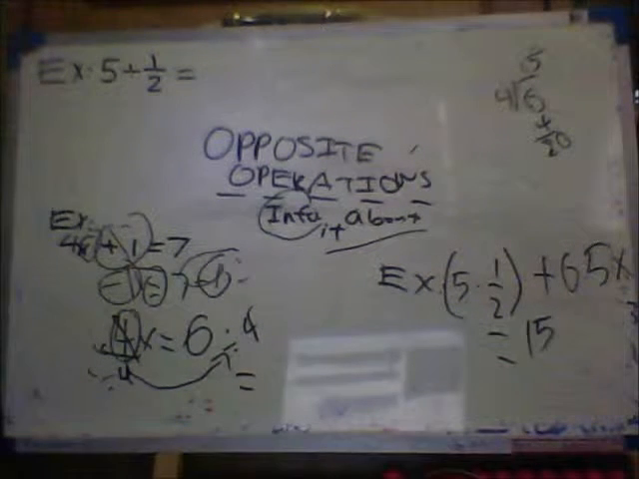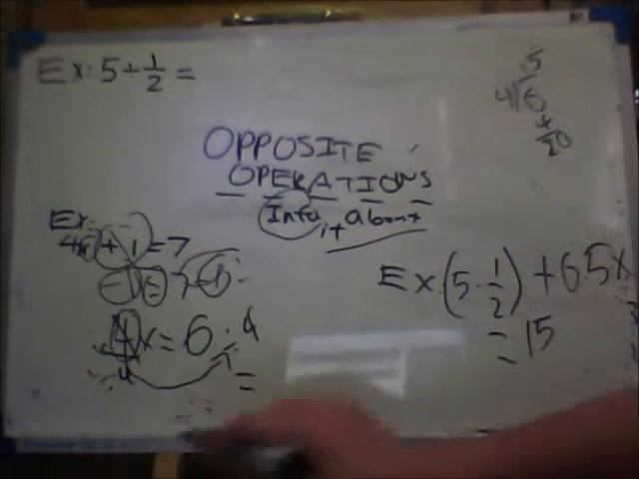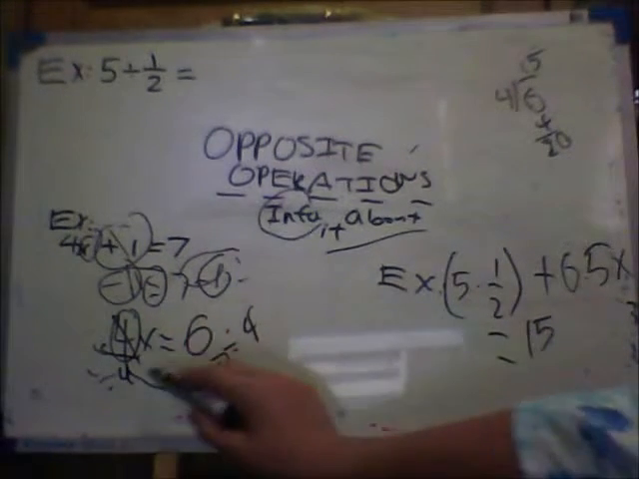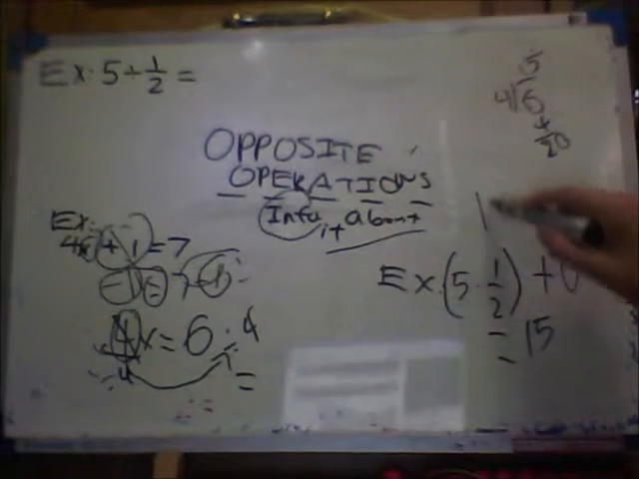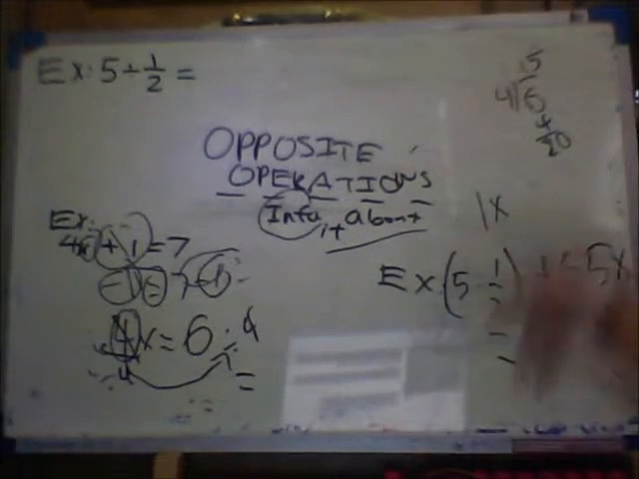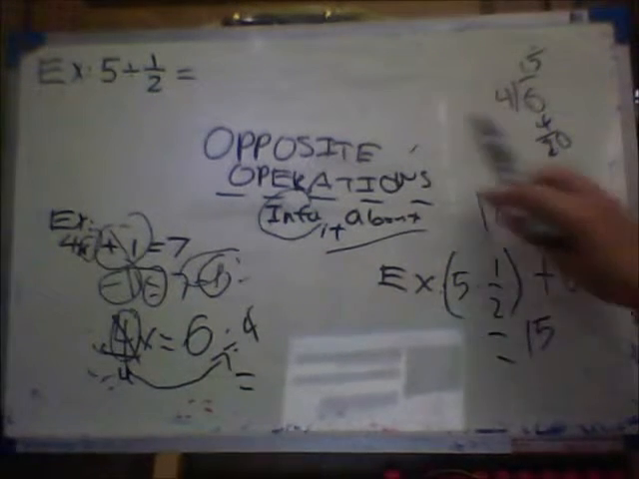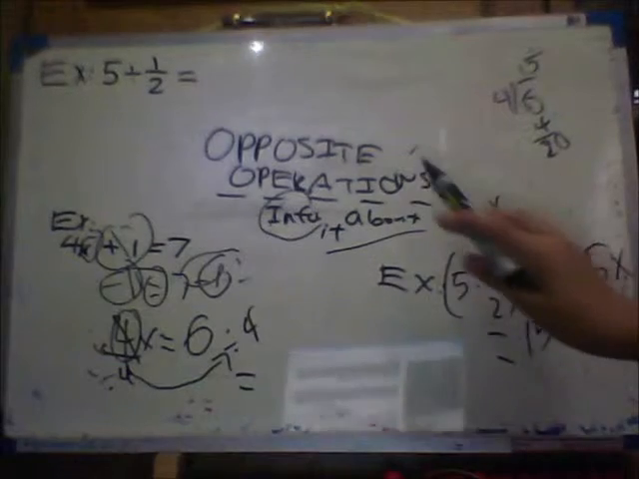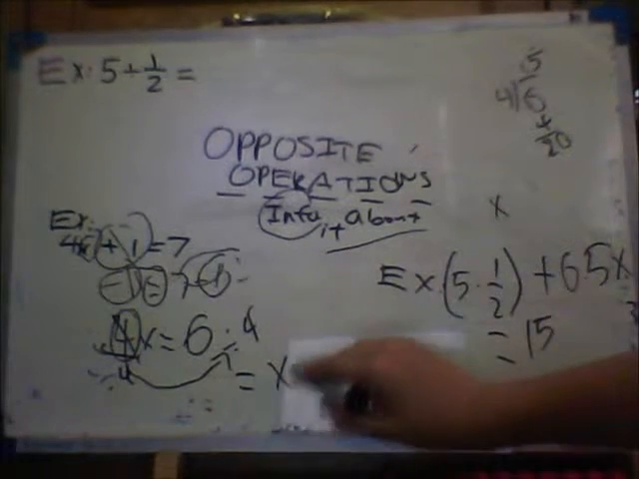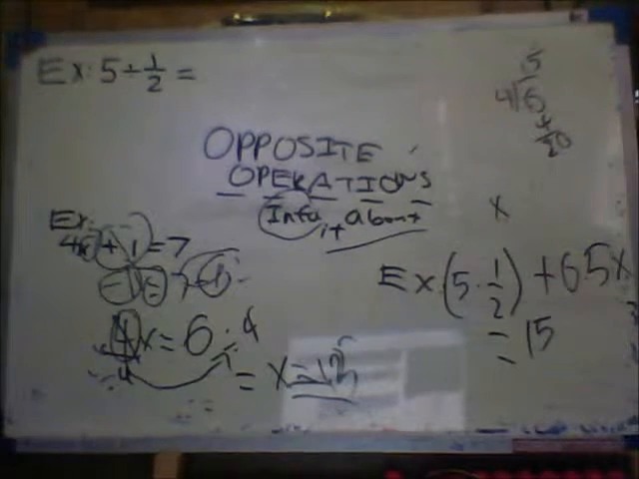equals 1. 1 is the same as x, like 1x. 1 times x is the same as 1 times 1, which is 1. So it's just 1x. You can just say it as x. So x equals 1.5. Yeah, that's how you solve it.